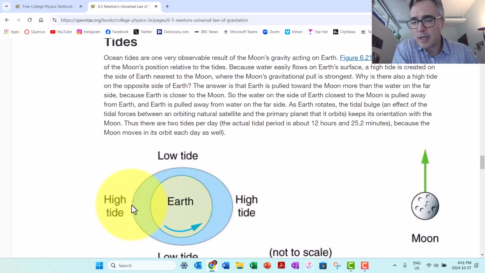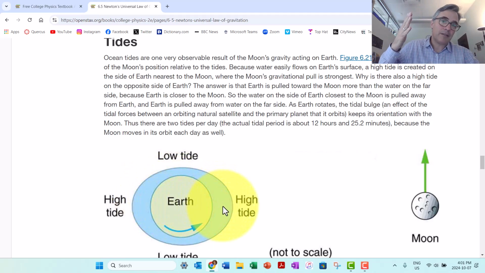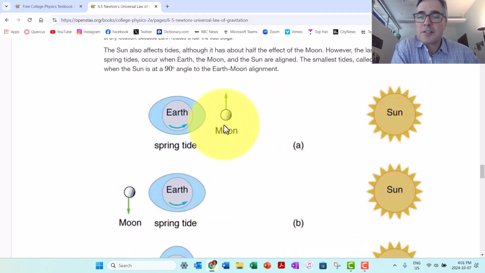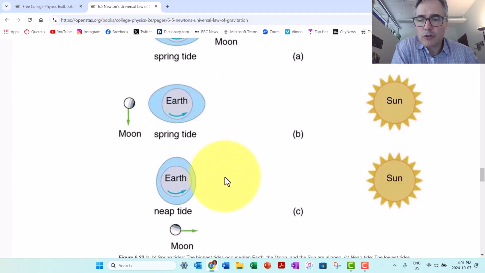So you end up with a high tide on the near side to the moon and the far side away from the moon. And as the Earth rotates once every 24 hours, there's a high tide where you happen to live once every 12 hours, as you probably know if you live near the ocean. Now, the sun also causes tides. So when the moon and the sun are in alignment, for example, at a new moon or at a full moon, this is called spring tide because you get an even higher tide than usual.